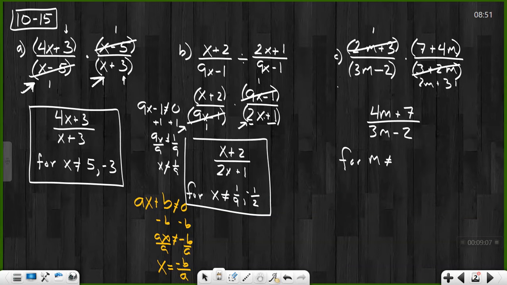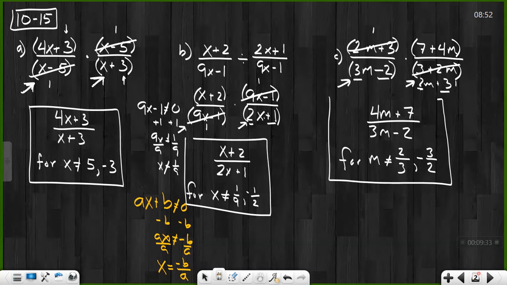And let's look at our denominators. Well, right here, what's the opposite of the constant? Well, it's minus 2, so it's going to be plus 2, divided by the coefficient of m, 3. So m cannot be 2/3. And then look at this one over here. What's the opposite of the constant? Well, it's a 3 there, so it's going to be a negative 3 divided by the coefficient of m, which is 2. So m cannot be 2/3, nor can it be negative 3/2, and that's our result right there.